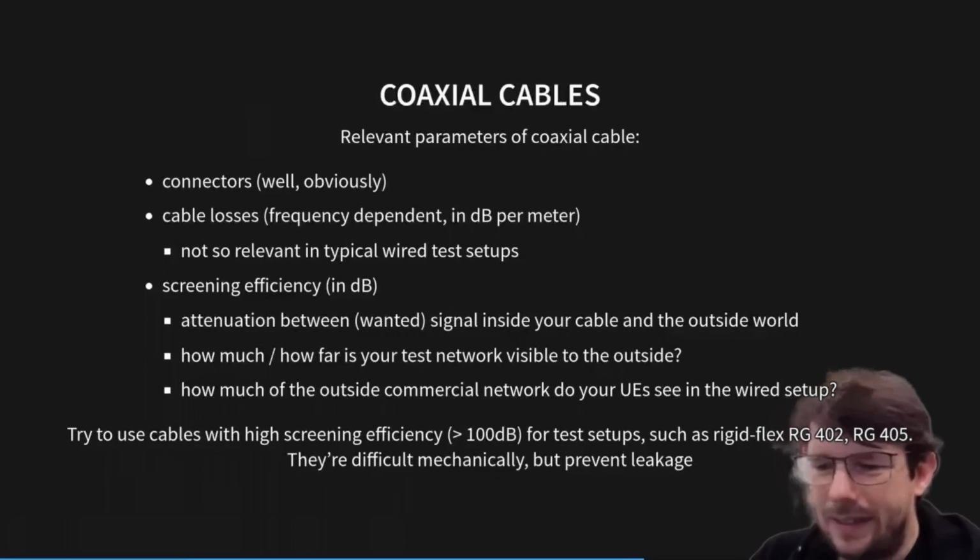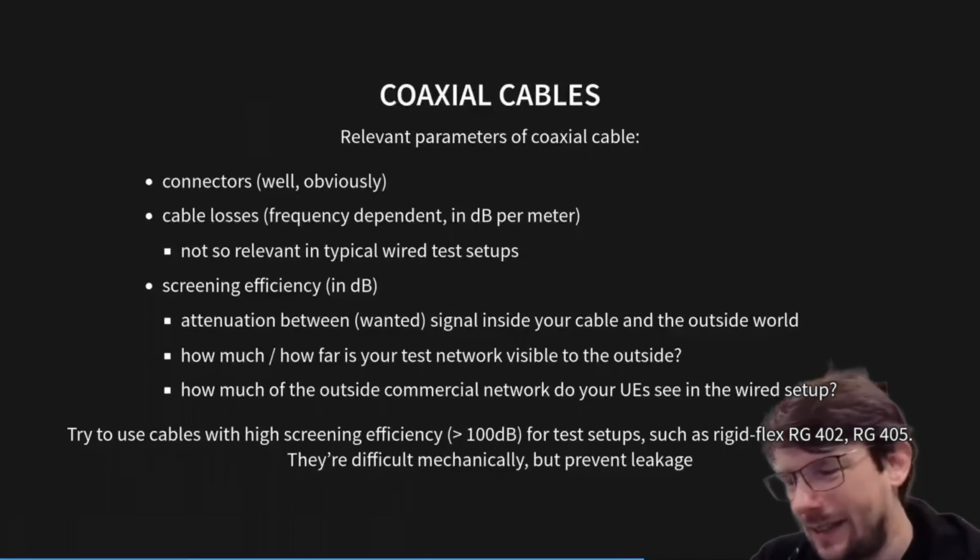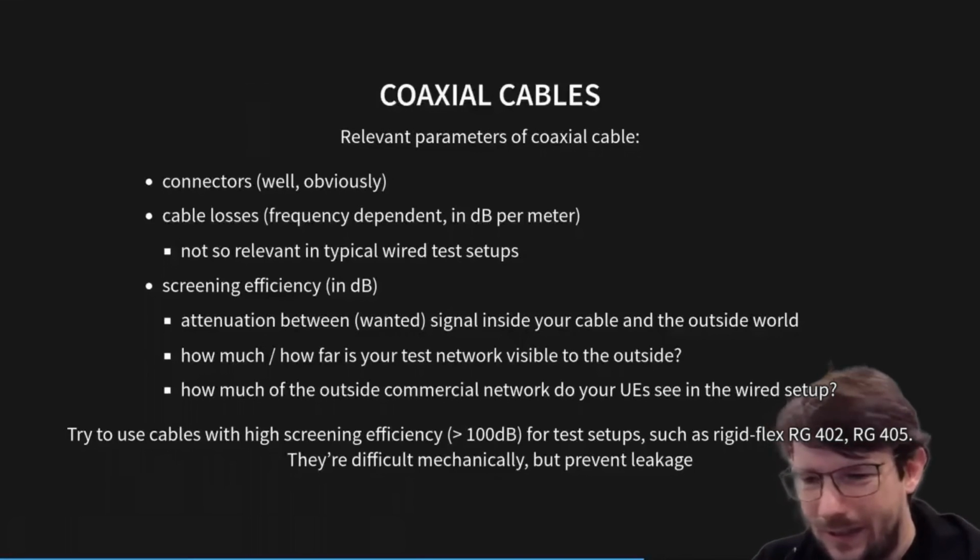And what that means, let's assume it is 100 dB. It means that, let's say you transmit with a signal of, let's say, plus 20 dBm in this coaxial cable. And now you subtract the 100 dB from that 20.